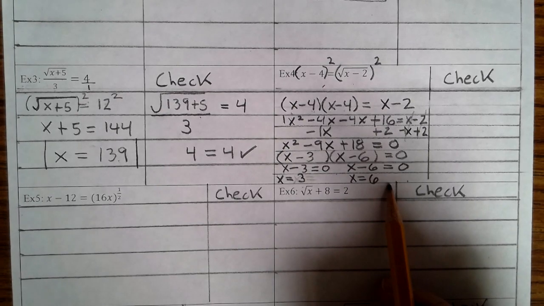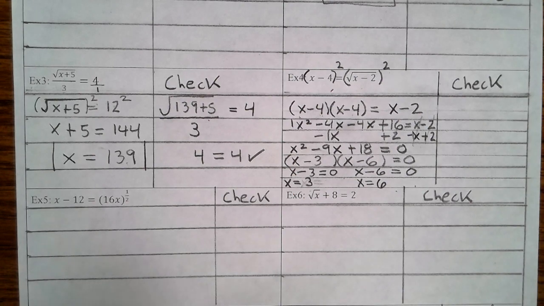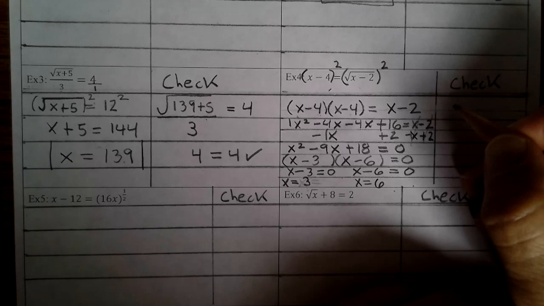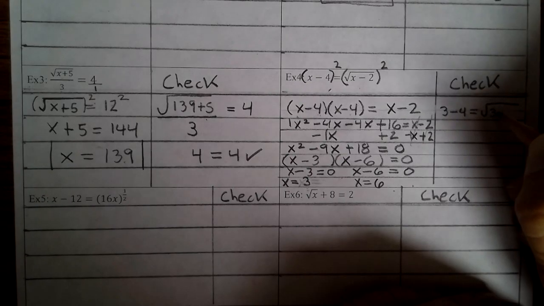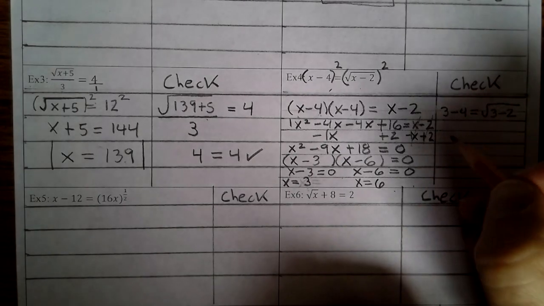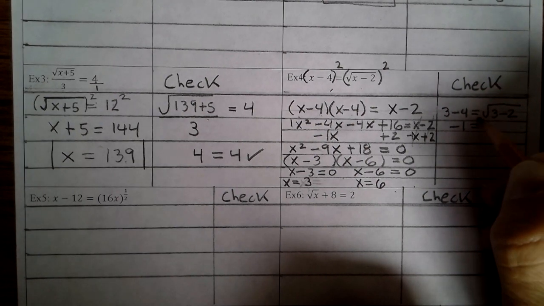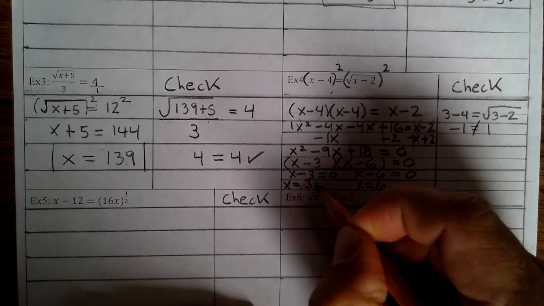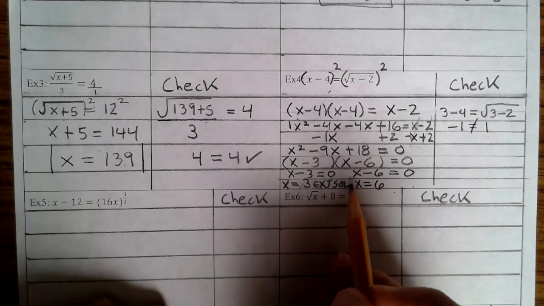So we're going to substitute 3 in. So let's check. 3 minus 4 equals the square root of 3 minus 2. Well, 3 minus 4 is negative 1, equals the square root of 3 minus 2, which is 1. Negative 1 does not equal 1, so we would say that x equals 3 is an extraneous solution. Okay? And I'm just abbreviating extraneous solution.